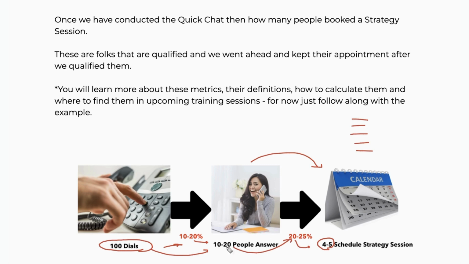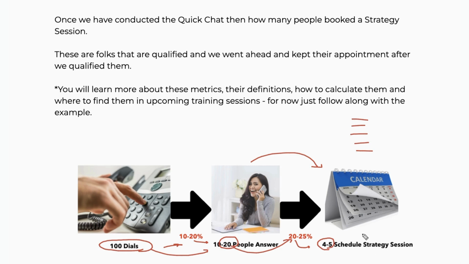So what we do is we take 10 to 20 and we multiply that by 0.2 or 0.25. So in this example, we've multiplied it with the 20. So let's say 20 people answered in a best case scenario. About 4 to 5% of them went ahead and scheduled a strategy session with us.